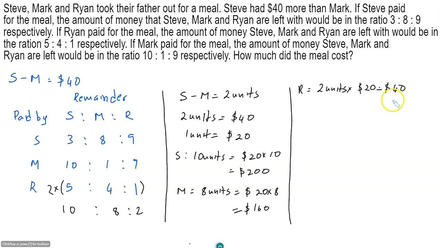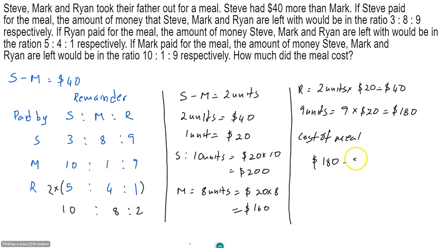How many units did he have before he paid for the meal? So he had 9 units. So I'll say 9 units is 9 times $20, which is $180. So the cost of the meal is $180 minus $40, because what he had originally minus what he's left with, and that is $140. So based on this, we can say that the meal cost $140.